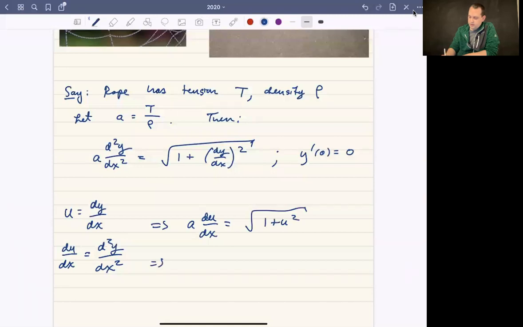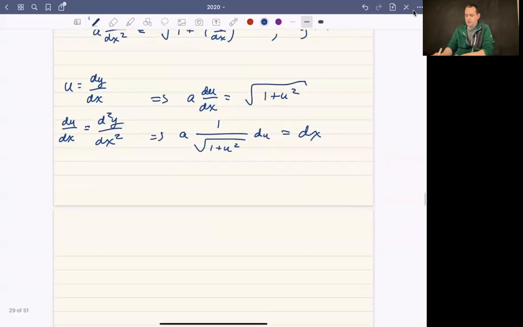So we're going to end up with a times 1 over the square root of 1 plus x squared dx, and that's going to be equal to, what? I made some silly mistakes here. This should be a u. So this is a times 1 over square root of 1 plus u squared du. That'll be equal to dx. There we go. And now we'll integrate both sides.